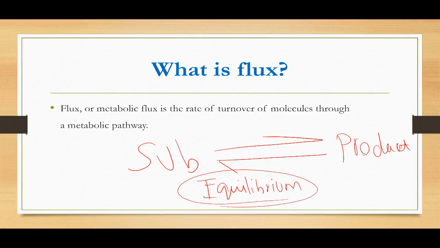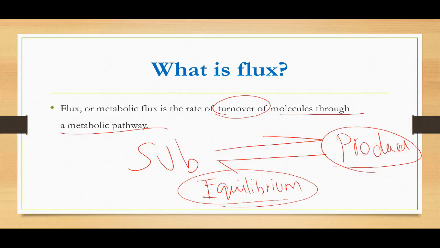In a non-equilibrium reaction, the rate of conversion of substrate to product is higher than the rate of conversion of product to substrate. It is not absolute, that is why we don't use the word irreversible. If we use the word irreversible, it sounds like 100% irreversible. In biochemistry, there is nothing 100% irreversible. That is why we use the term non-equilibrium reaction. Clear? So flux or metabolic flux is the rate of turnover of molecules through a metabolic pathway.